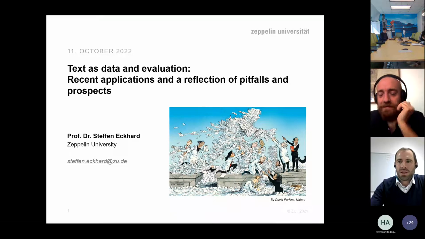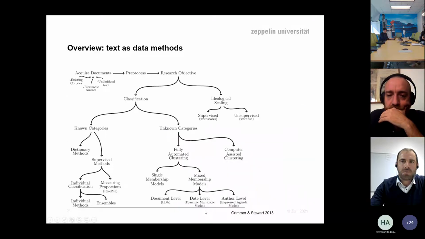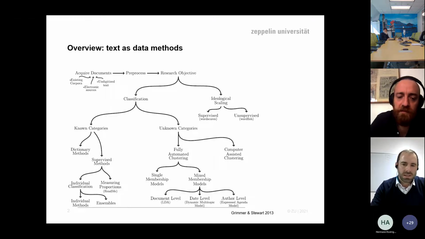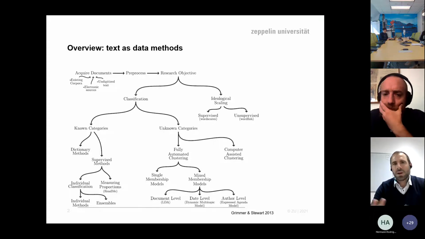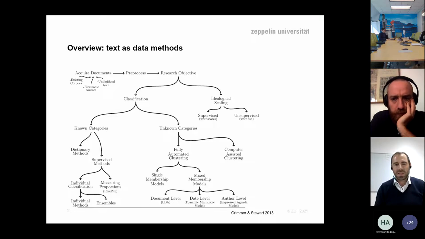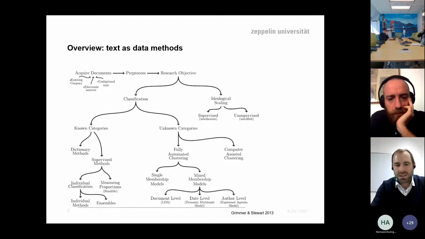I wanted to set us off with an overview of text analytical methods. This is from a textbook, I think the most influential textbook on natural language processing in social sciences, by Grimmer and Stewart. In their book, they came up with this tree graph showing the various methods that exist in natural language processing. I'm not going to go through all of that, but I wanted to make you aware that most natural language processing activity is essentially about classifying documents. Paul spoke about the massive amount of text that we have, so it's about classifying the text.